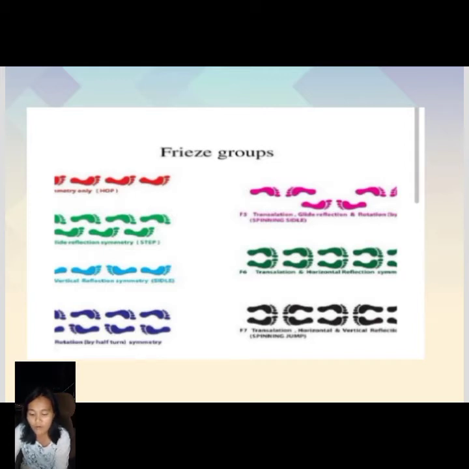So, F4, translation of reflection by half turn, symmetry or spinning hole. So, F5, translation, gliding reflection or rotation by half turn or symmetry spinning SIDLE. So, F6, translation and horizontal reflection symmetry or jump. F7, translation, horizontal and vertical reflection and rotation or spinning jump.